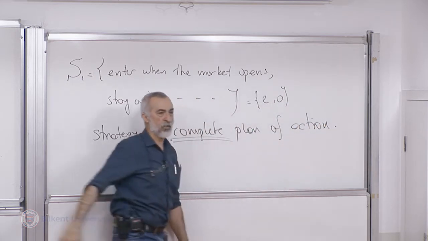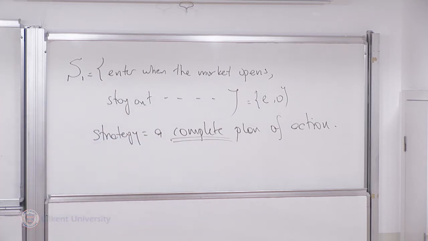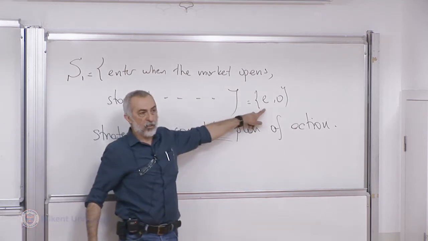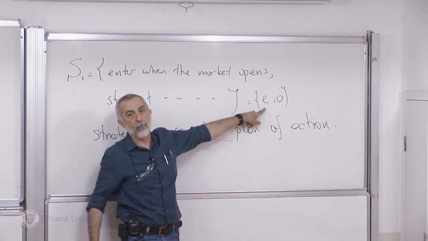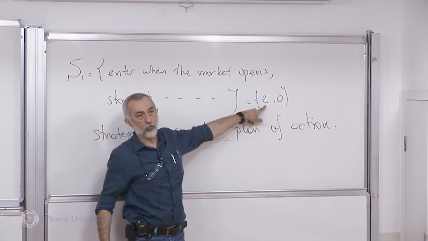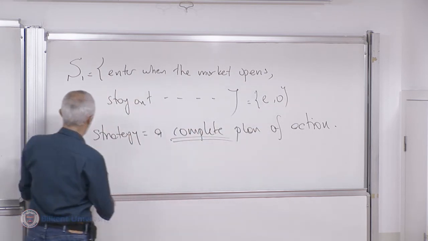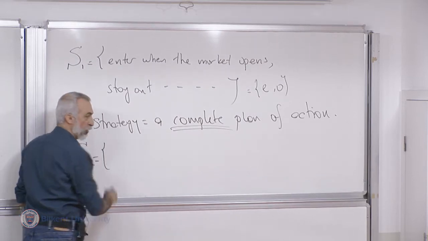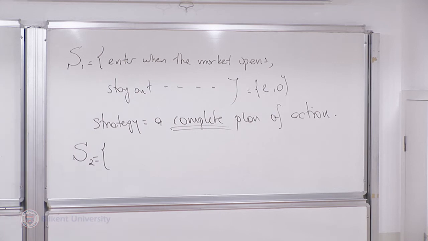I'll tell you what I mean by complete when we start doing a little bit more complicated games. Okay? So a strategy will be a complete plan of action. So when I write E here, this is the plan of entering the market when the market opens. Okay? So let's write the strategies, the complete plans of actions available to firm 2.